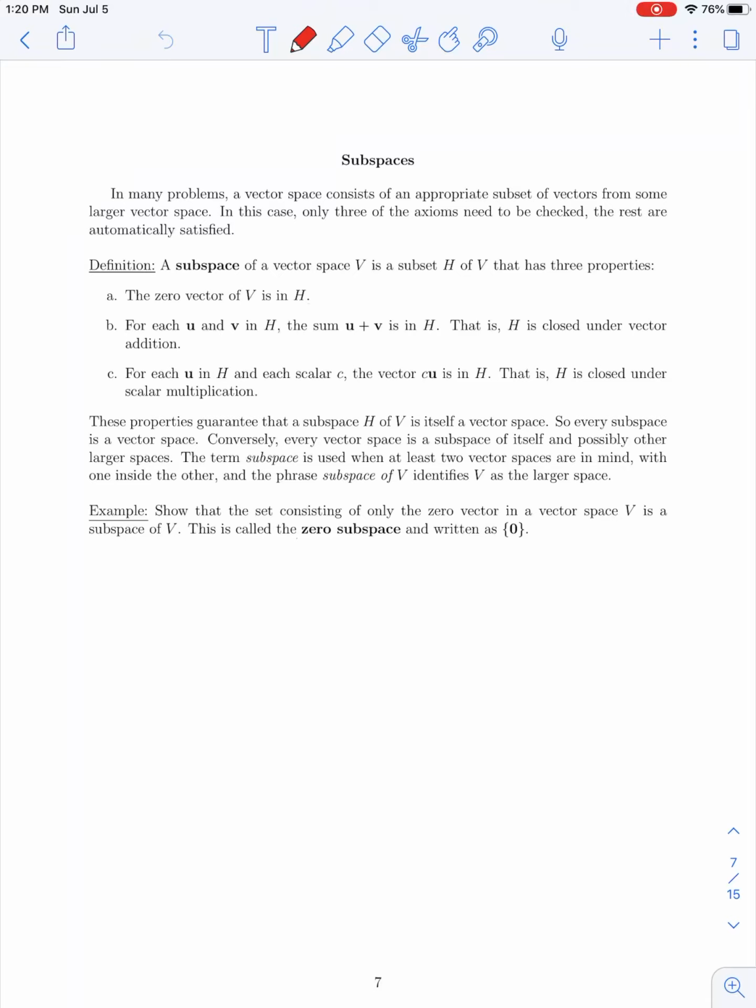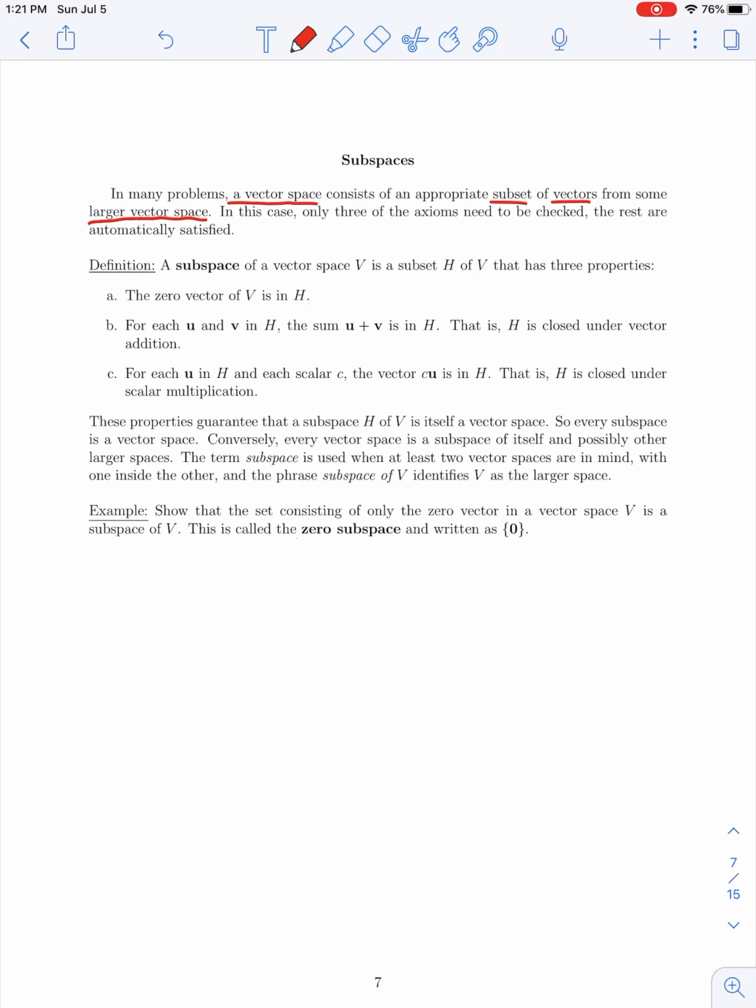Okay, in today's lecture, we're going to cover the second part of the section 4.1 material on subspaces. So let's get an idea of what a subspace is. In several problems, we're going to be considering a vector space which is made up of some subset of vectors from a larger vector space.